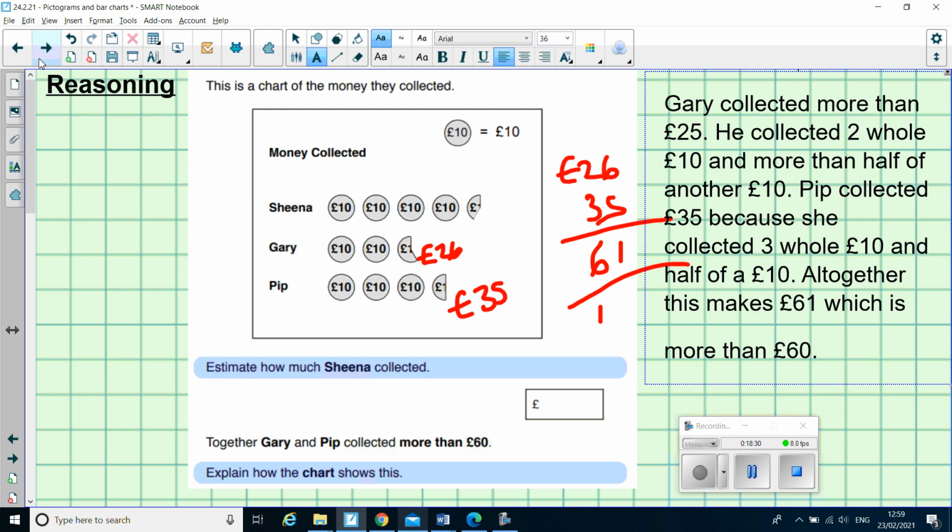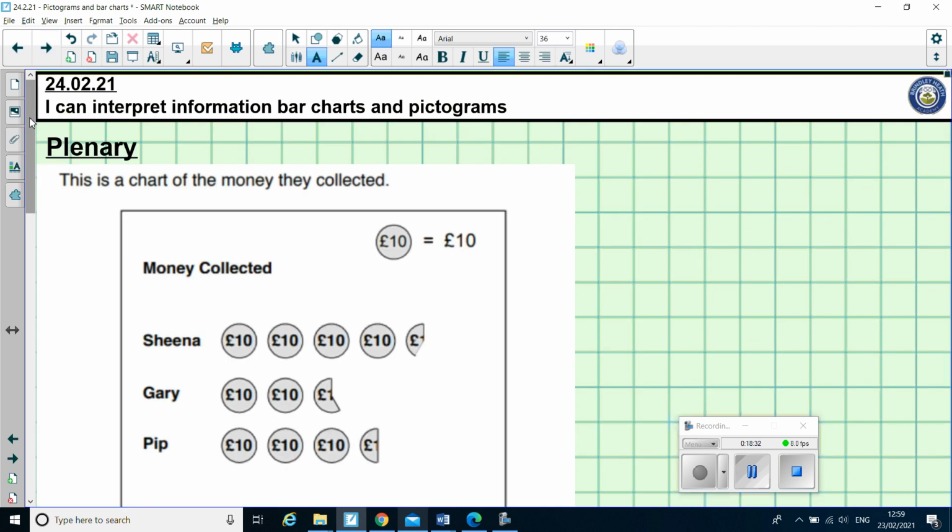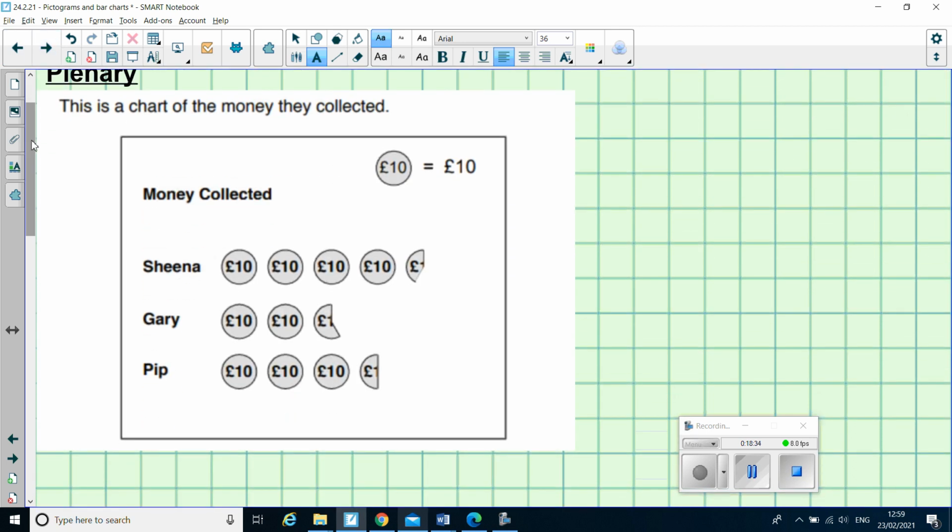Okay, the final part of today's lesson then is we've got that exact same pictogram for you, but what I would like you to do today for the final part of this is to come up with your own question relating to that pictogram. Okay, so I'd like you to pause the video now and have a go. And if you'd like to send in your questions that you come up with, you are welcome to do so. I'd love to read those.